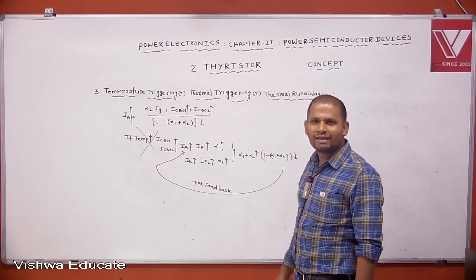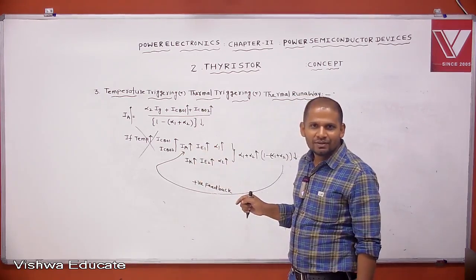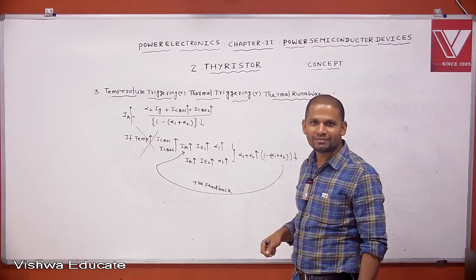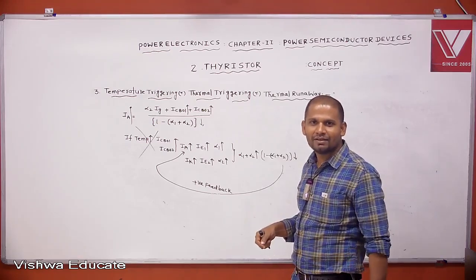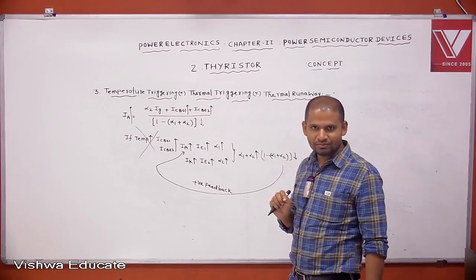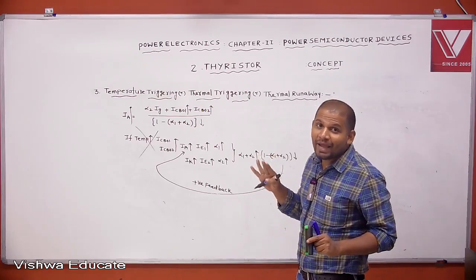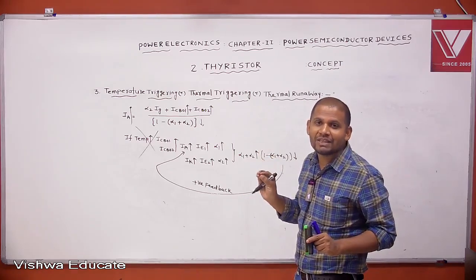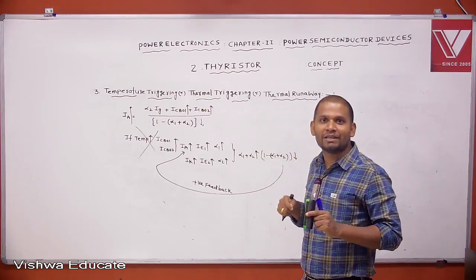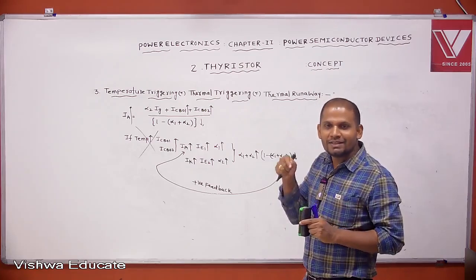But don't think that increasing temperature means we are heating the thyristor. That is meaningless. The increase of temperature is an inherent process. We do not do this method. That's why temperature triggering or thermal triggering of SCR is an inherent process. No need to increase the temperature. We don't heat the thyristor. Understood?